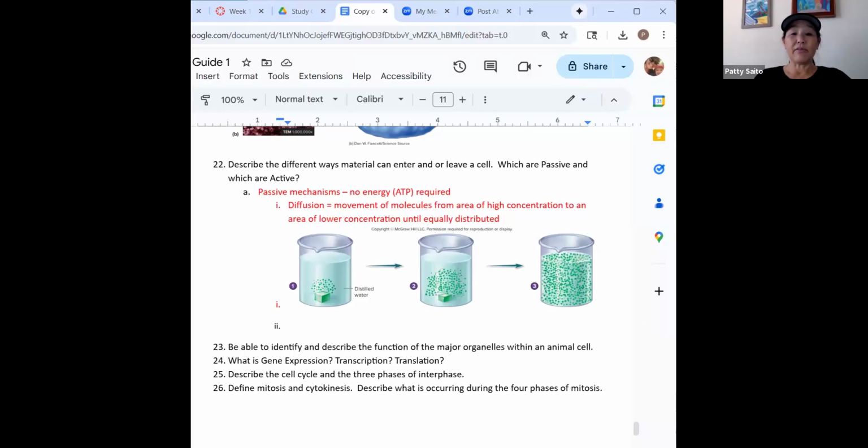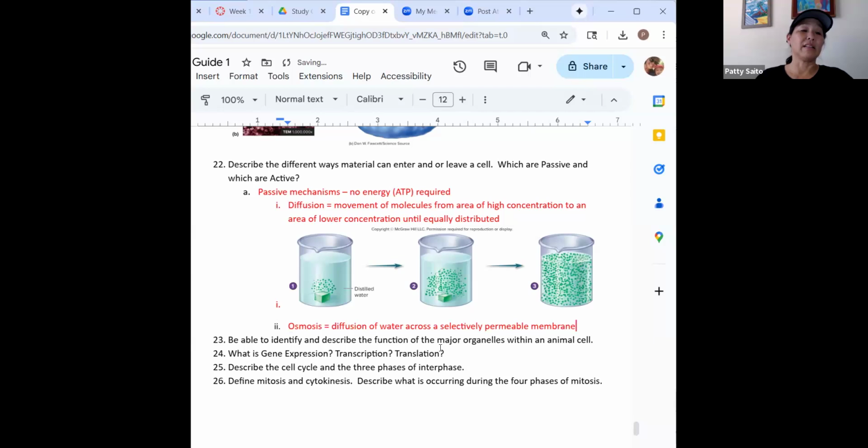The next type of passive movement is a special type of diffusion called osmosis. Osmosis is specifically diffusion of water. Water is such an important part of living things, so we have to talk about what kind of laws govern water movement. So osmosis is diffusion of water. We're looking from where there's more water to where there's less, but it has to cross a membrane. I call it a selectively permeable membrane.